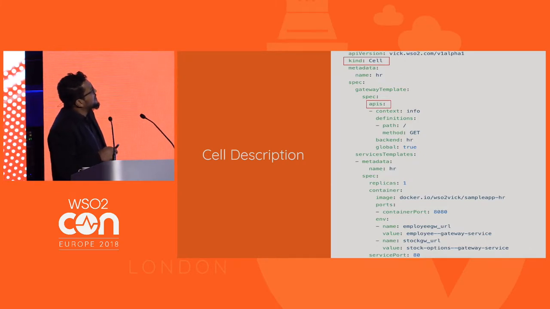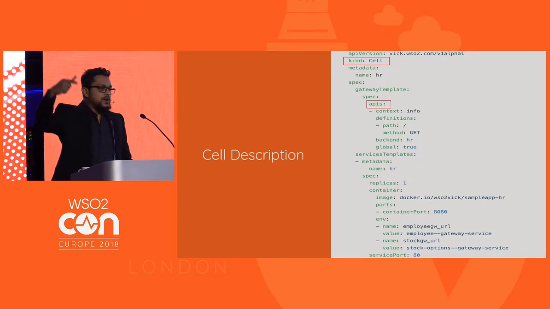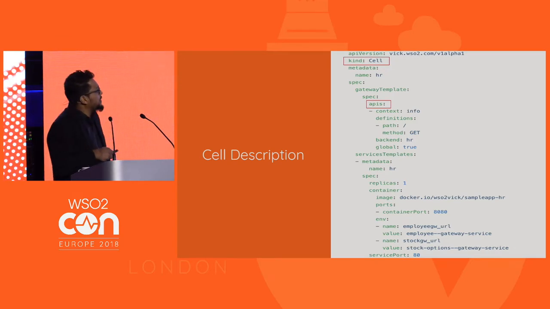Once we install this custom resource definition, we have written some Kubernetes custom resource definitions. Once you install those on a vanilla Kubernetes cluster, the concept of a cell becomes a first-class concept, right? And then we have the different templates. These are the cell-level APIs. So we have a context called info, which is exposed as a cell-level API. Through the info context, you can actually get into the gateway, right? So the cell descriptor describes that.